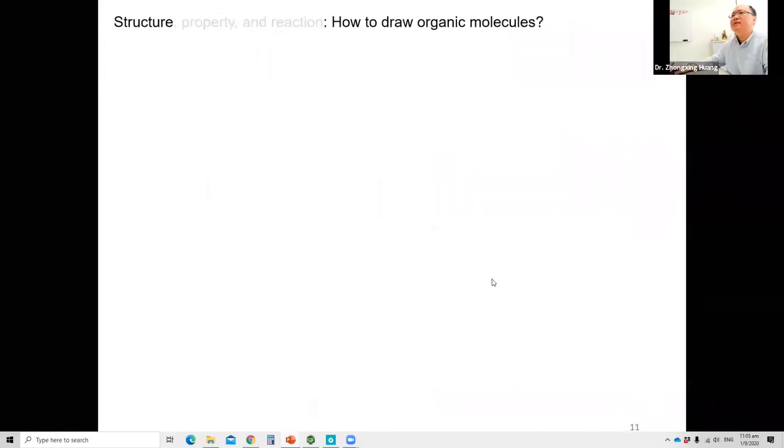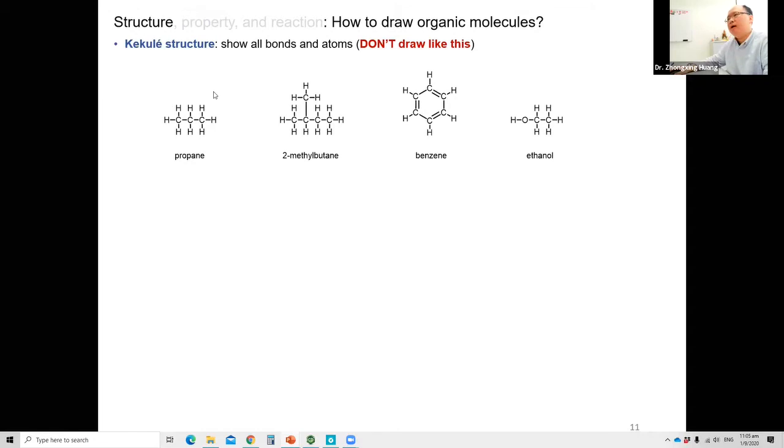All right, we want to learn the structure, property, and reactions. We must go to the structures first. So how do we draw organic molecules? You are probably familiar with this way, basically an elementary style. You have propane, and you draw all the hydrogens, you show all the bonds and atoms, right? In this class, don't do this, okay? Please do not draw this in exams, assignments, or anything else.